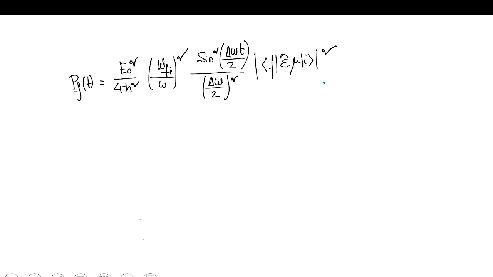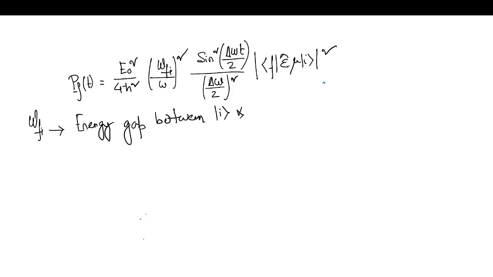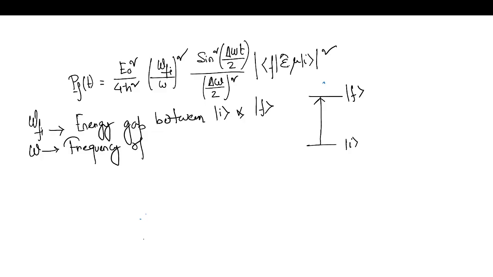Now in this formula, omega_fi is nothing but the energy gap between I and F. So for a particular system, this energy gap is constant between I and F. Now this omega is the frequency of radiation, where delta omega is nothing but the difference.